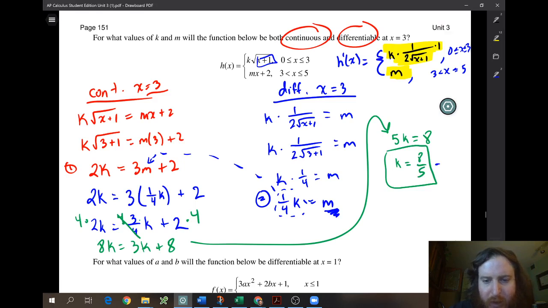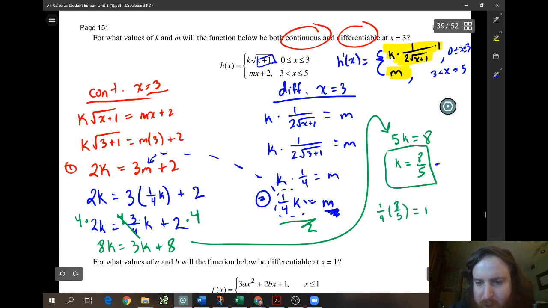Now that I have that, we can plug back into this equation that was solved. So 1/4 times, now we're plugging in for k because now we have k, 1/4 times 8/5 equals m. 4 and 8 cancel to a 2. So we get 2/5 is equal to m.